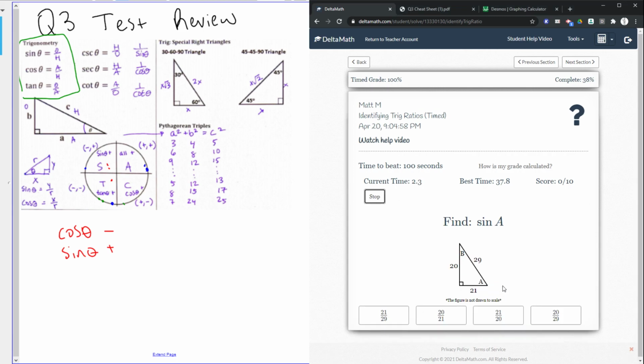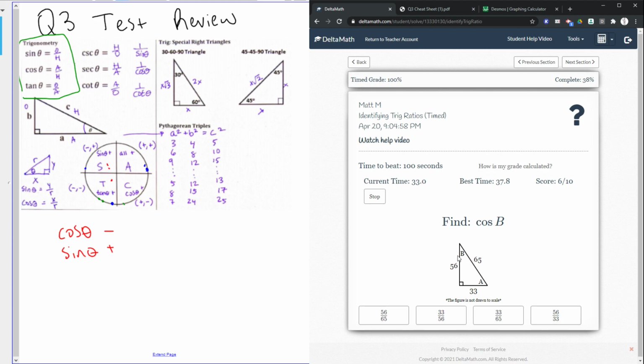Sine of A, opposite over hypotenuse. Boom. Sine of B, opposite over hypotenuse. Boom. Tangent of A, opposite over adjacent. Sine of A, opposite over hypotenuse, 84 over 91. Tangent of A, opposite over adjacent, 9 over 40. Sine of A, opposite hypotenuse, 72, 75. There it is.